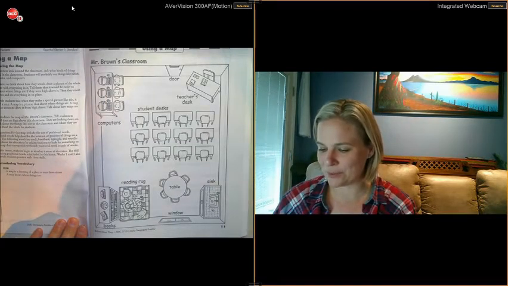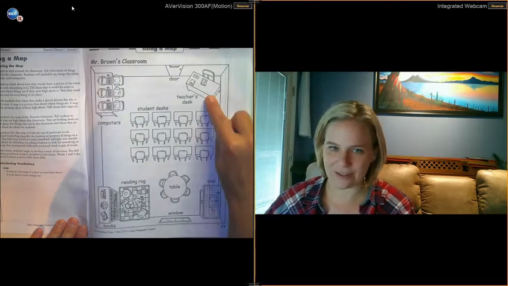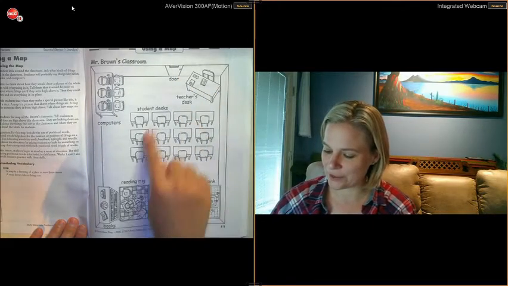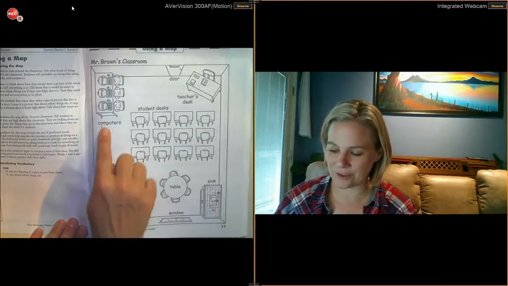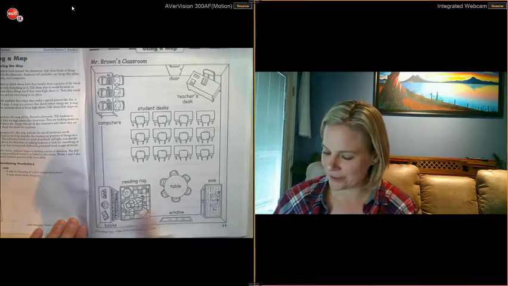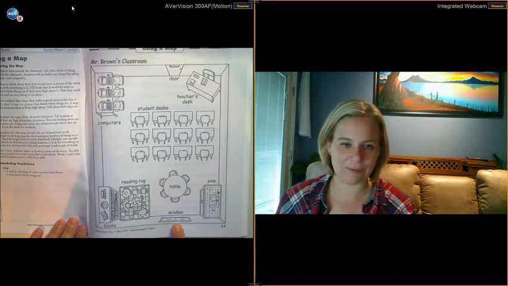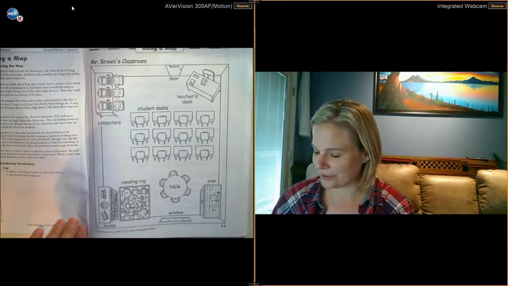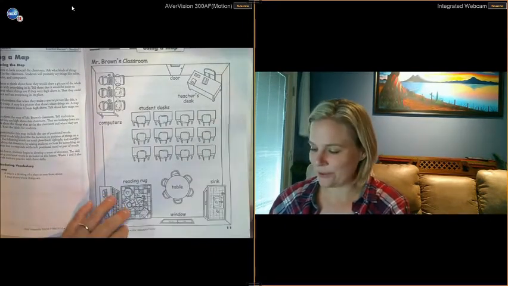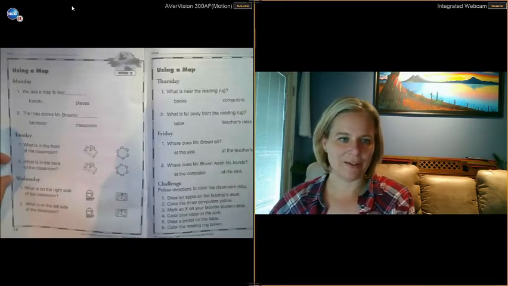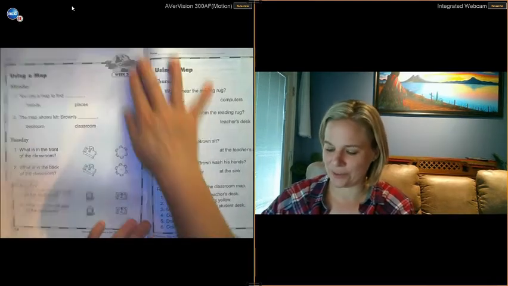Okay, so what do you notice in Mr. Brown's classroom? What are the different locations? He's got a teacher's desk, there's a door, there's some student desks, a computer area, a table, reading rug with books, a window, and a sink area. Okay, we've got 2 pages of questions to answer over here, all about the map. You guys did really well with this last week.